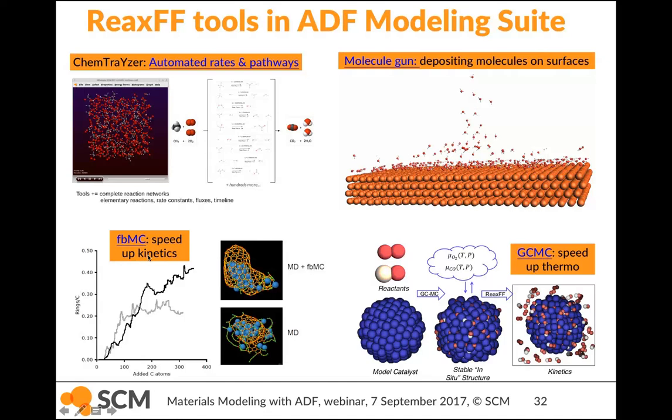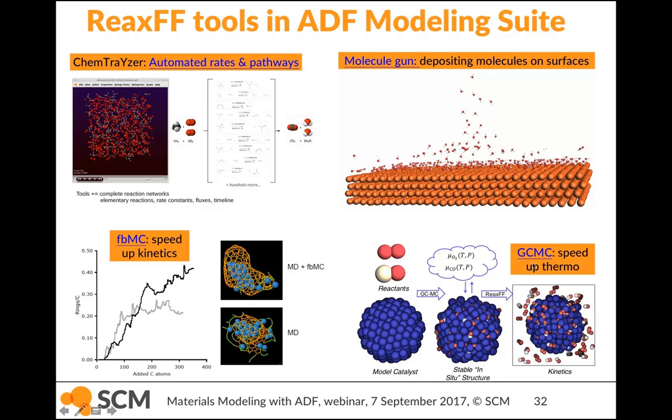I have a little video on how that works as well later on, which also demonstrates this force biased Monte Carlo, which is a way of speeding up the kinetics of your system. So what it does, it sort of moves your system upwards against the force, and by that gives you larger probability of actually going over reaction barriers. I have a slide on how that works later on. So that is used to speed up the kinetics of your system.